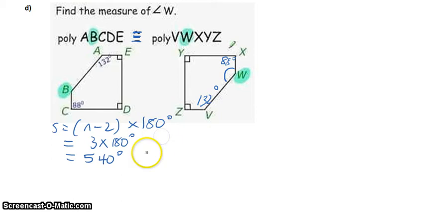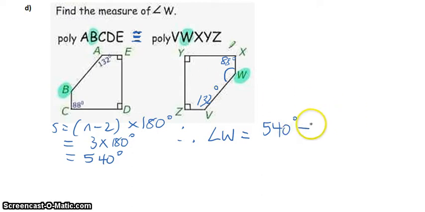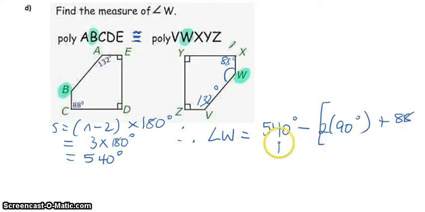Okay, and then basically I know that this has to add up to 540. So therefore angle W is going to equal 540 degrees minus all the rest. Minus 2 lots of 90, because there's 2 90-degree angles, plus 88, plus 132. Okay, so why don't you figure that out and tell me what you come up with in class tomorrow.